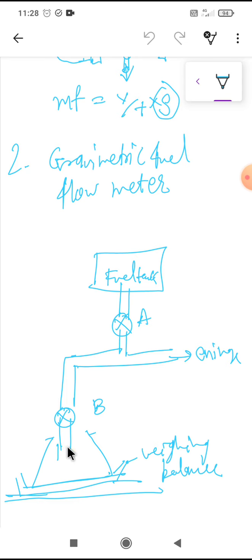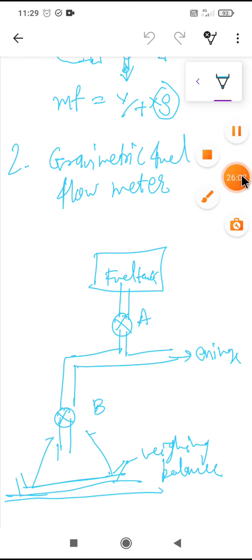After this valve A is closed and valve B is kept open so that the fuel from the flask flows into the engine and time is measured. So it goes from here and then it goes to the engine. The quantity of fuel in the flask is again weighed. In this way the mass flow rate of the fuel supplied to the engine can be determined. So this is the direct weighing of the fuel method.